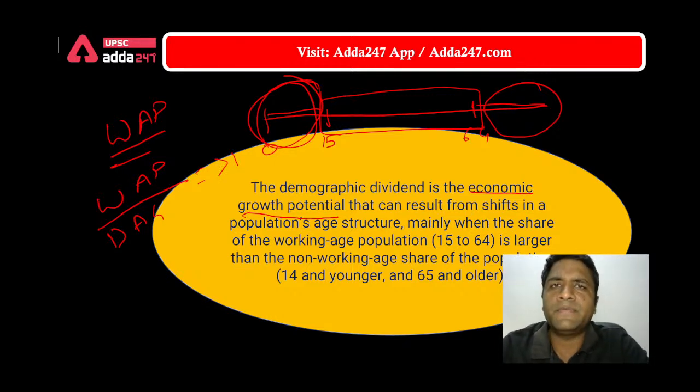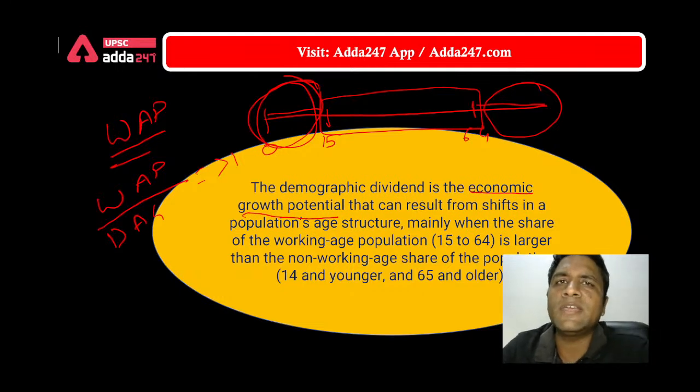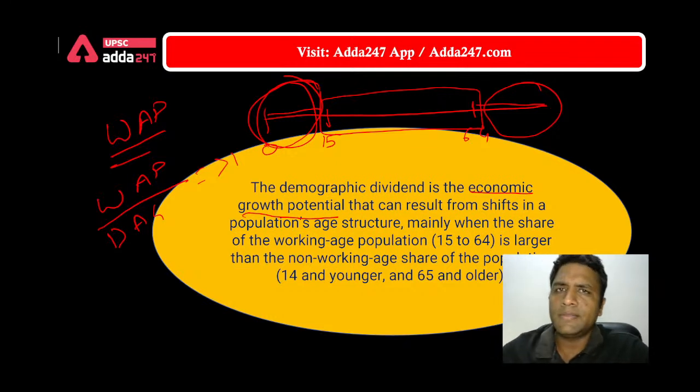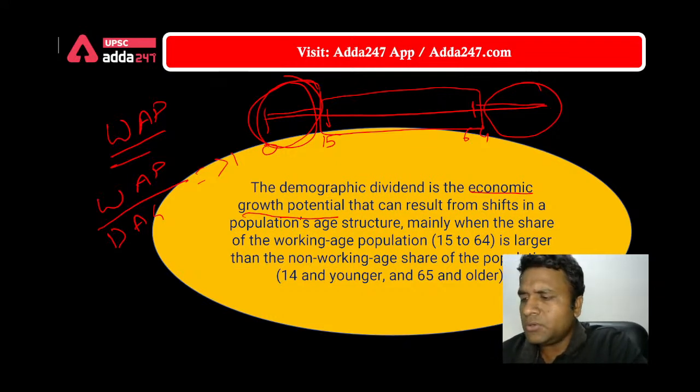As in, if it is 1 plus, it is said to be giving us a dividend, it is said to be giving us a profit, it is said to be profitable for the economy, because the more the participation of the people, the better will be the economy, and the chances of them earning will be more, and the growth of the economy will also be there. Alright, so this was about the meaning of demographic dividend.